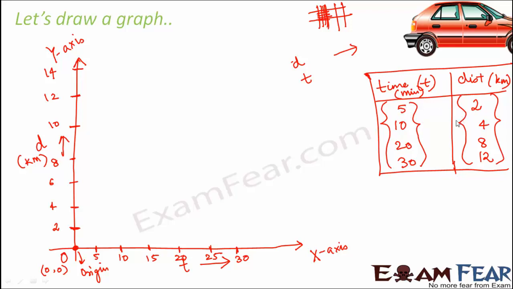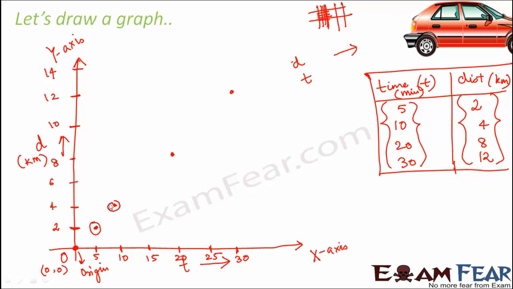So in 5 minutes it had traveled 2 kilometers. So 5 minutes, 2 kilometers. So this is the point. In 10 minutes it traveled 4 kilometers. In 20 minutes it traveled 8 kilometers, right? And in 30 minutes it traveled 12 kilometers. So somewhere here, this is 12 kilometers.